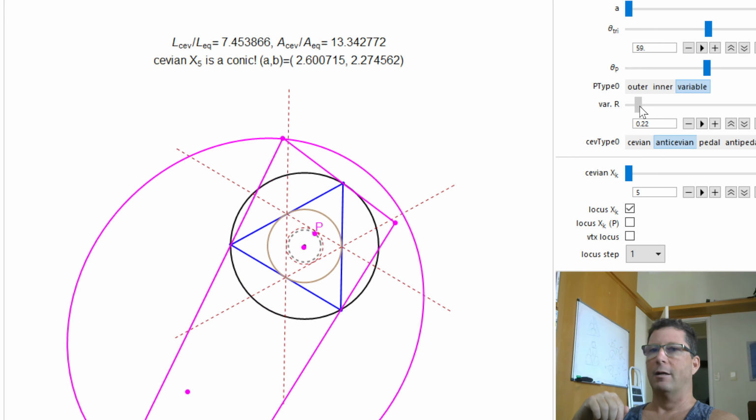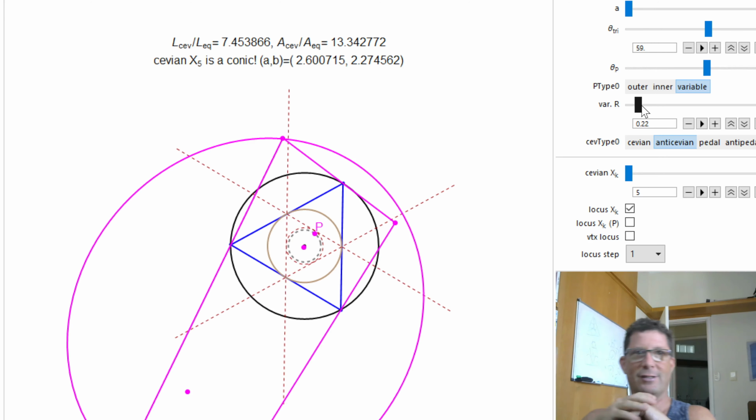Okay, all right, so in the next video we're going to see phenomena of anti-Steiner points connected with the Symmedian point and some of the Fermat and isodynamic points. See you in the next video.